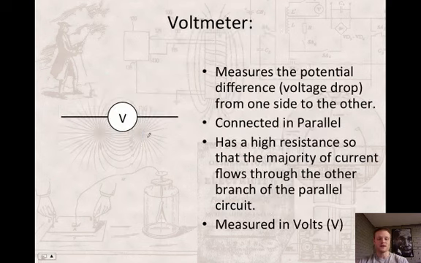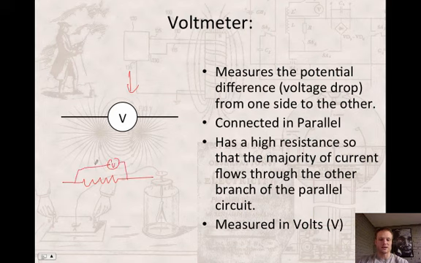A voltmeter is a device that measures the potential difference or the voltage drop in a circuit from one side to another. This is the symbol for a voltmeter. It's basically a circle with a V in it. It is connected in parallel. So what it would look like is, let's say I have a resistor here, and I could then stick my voltmeter here to measure how much voltage drop this resistor provides in my circuit.